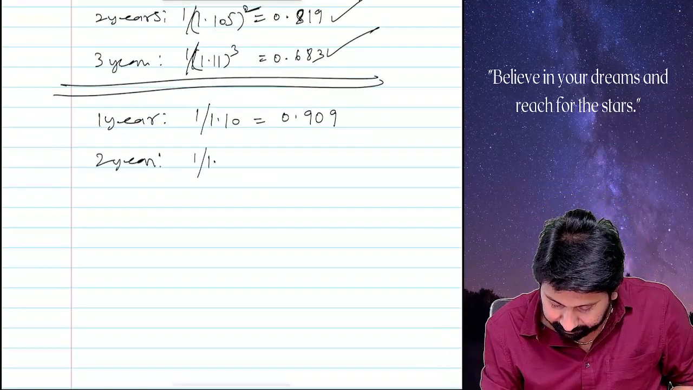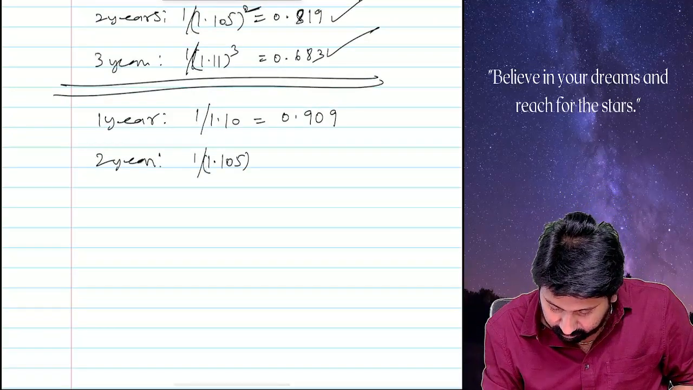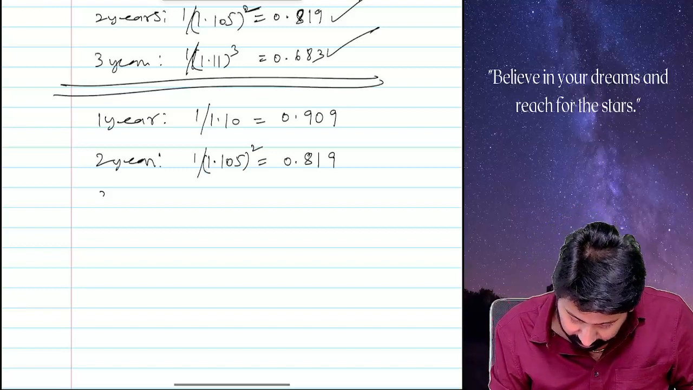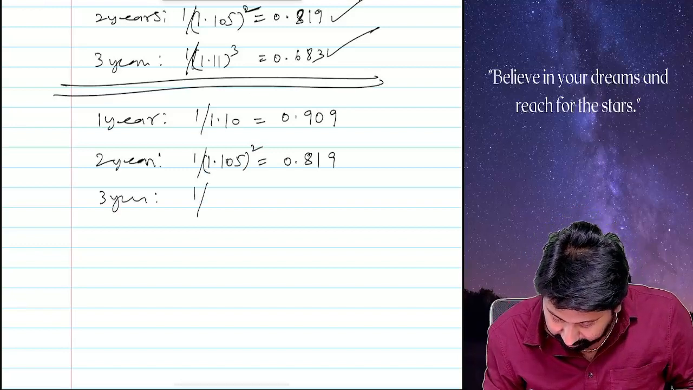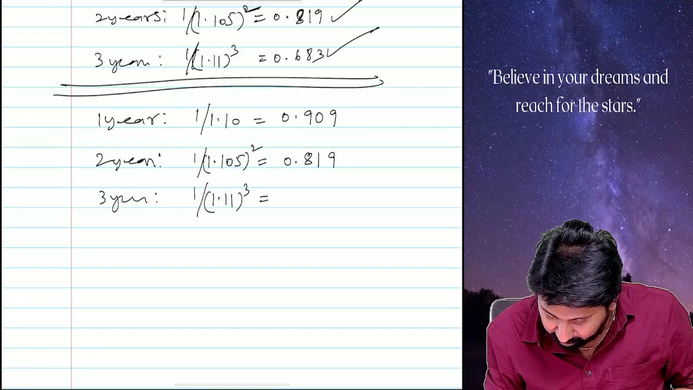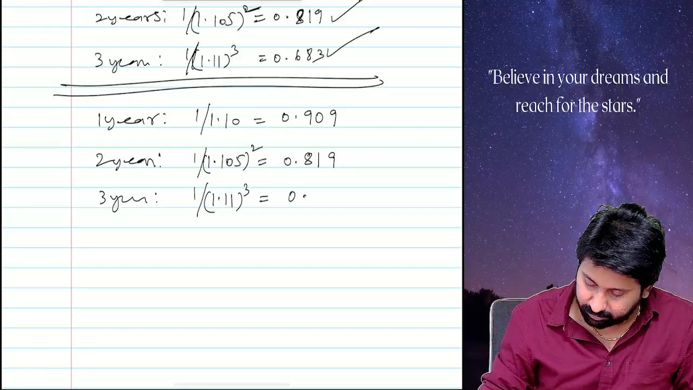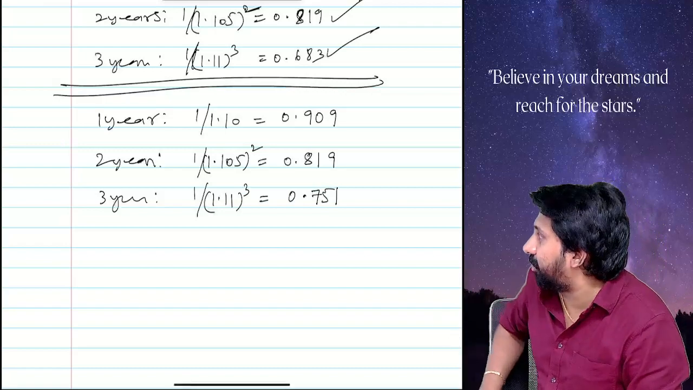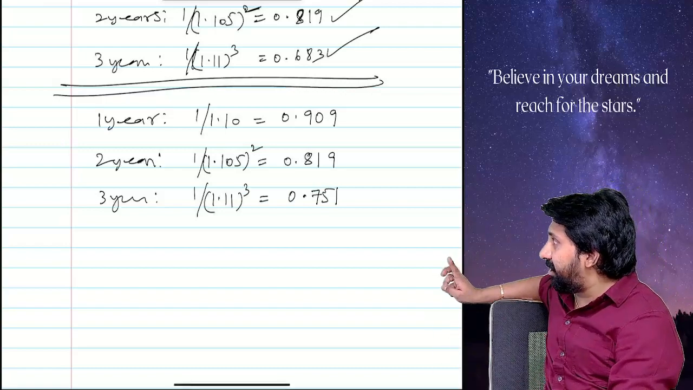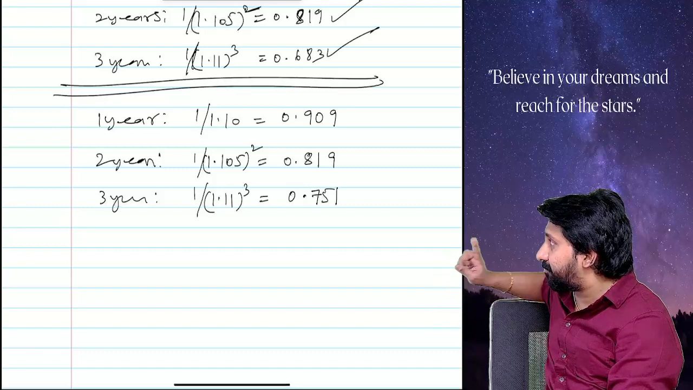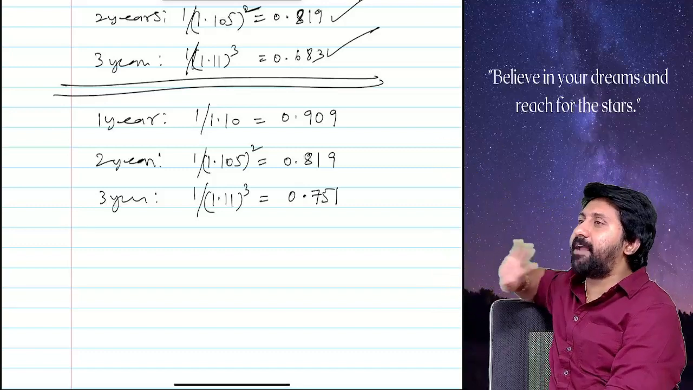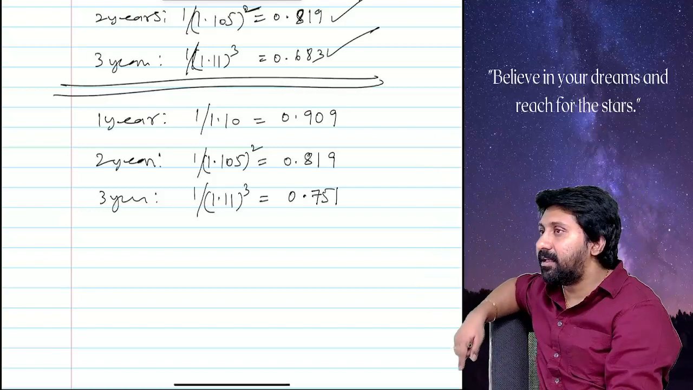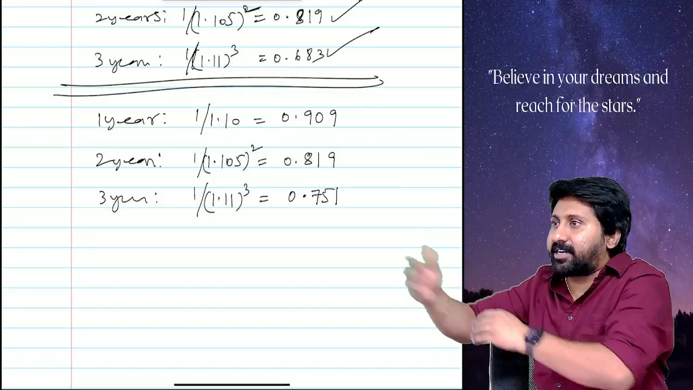1 by 1.10 whole square. Tell me. 0.819. 3 years: 1 by 1.11 whole cube. How much? 0.751. From this, what you have to understand? Tell me. 1 by 1.10 means you discounted that bond. Sir, all are the same bond with 3 years life? Different bonds. These are all 3 different loans. You should understand that way.